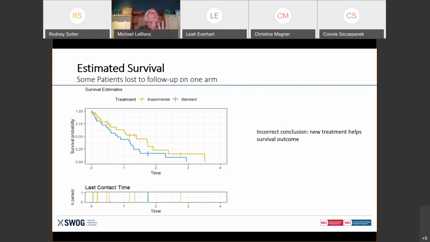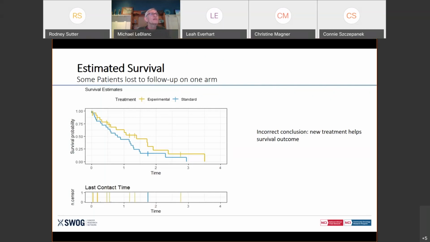So what would happen if we lost some of those patients to follow-up on one arm? Now we're going to assume that on the experimental arm, we lost some patients to follow-up, and by chance, let's assume that some of those patients were actually the ones that weren't going to do very well. These are exactly the same data, but like the former example, we took out some of those patients to follow-up. We just assumed they were lost, and we did the same statistical analysis. Now the blue curve looks like it did before, but the yellow curve, the experimental, appears to be doing better. But it's not because the drug's working better. It's just because of loss to follow-up.